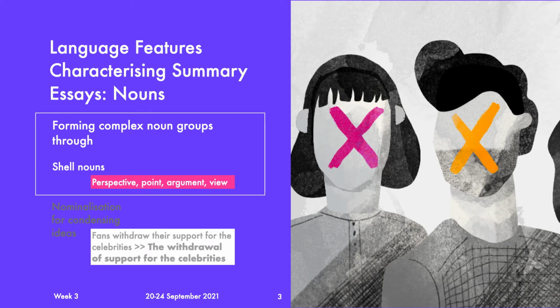And alongside the concept of shell nouns, in week 4 we'll talk about nominalization, but let's focus on the first part first. In week 2, I talked about the key to advanced writing would be your ability to form complex noun groups, and one of the components is shell nouns. And here I've already got some examples for you, so you can use perspective, point, argument, view to talk about your views in general.